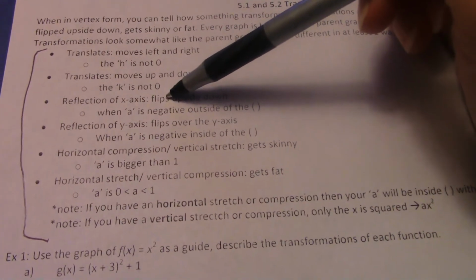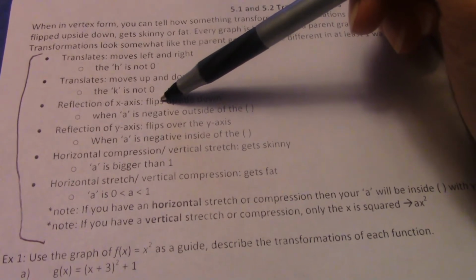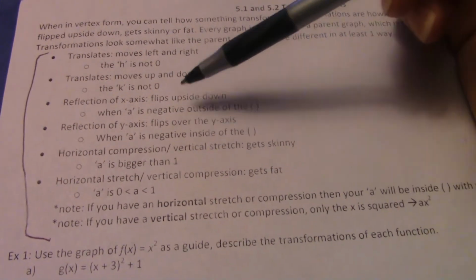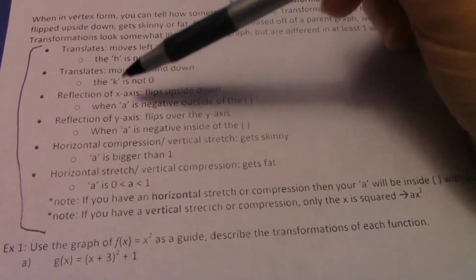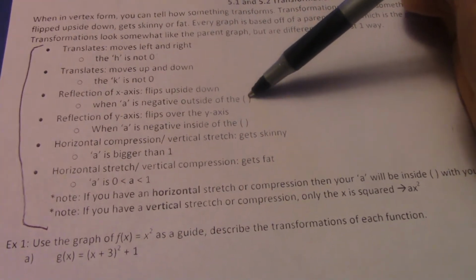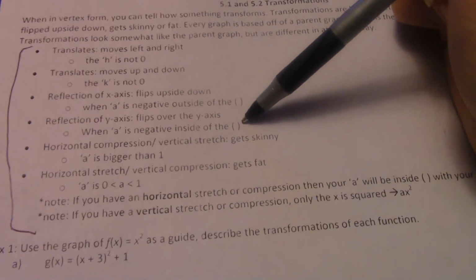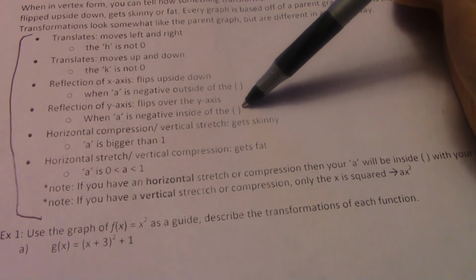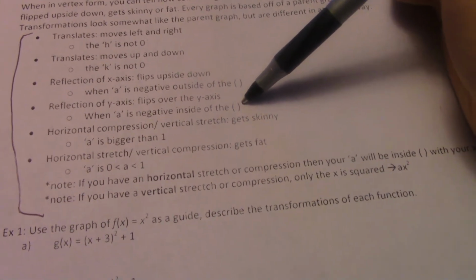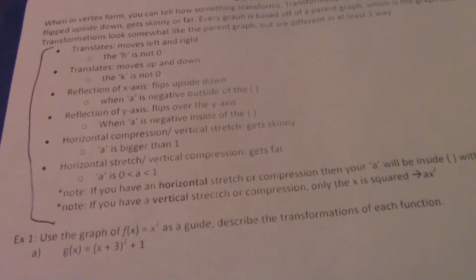The x-axis, which is the one we see in the quadratics, but if we're doing something else, we would have a y-axis. So the x-axis flips it upside down. That's when your a is negative outside of the parentheses. If your a is negative inside the parentheses, it flips over the y-axis. And this is why it doesn't happen on a quadratic: if it's inside the parentheses, then that's getting squared too, and so a negative squared is a positive.